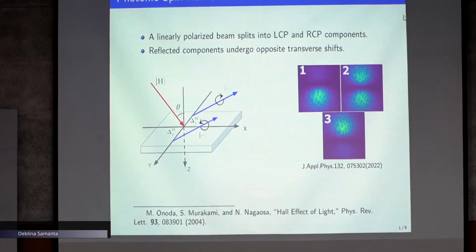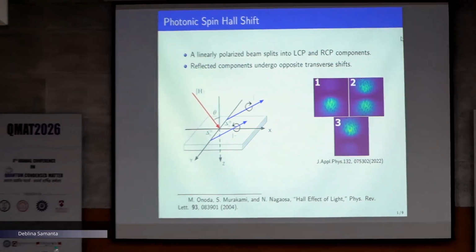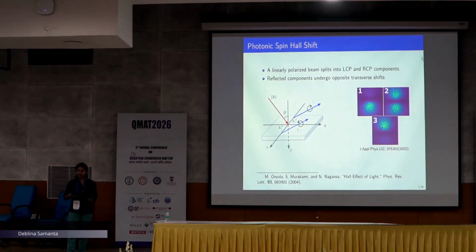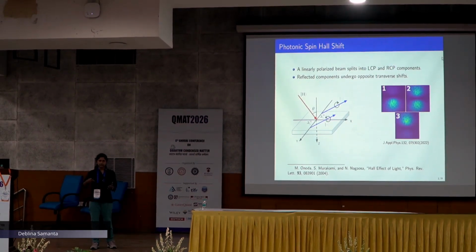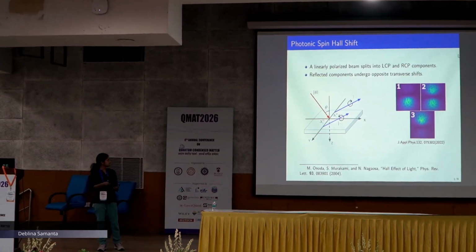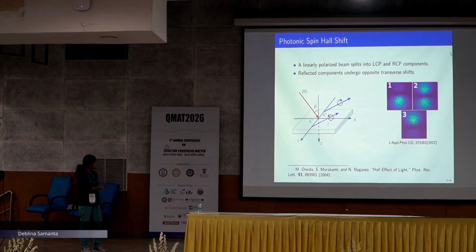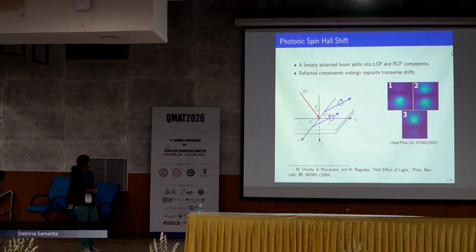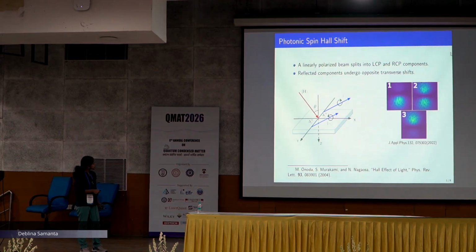So what is the photonic spin Hall shift? Basically, if you have linearly polarized light incident on a plane, then after incidence it gets split into left and right circularly polarized light, and it gets shifted from the center. You can see this is the shift for plus circularly and this is the shift for minus circularly polarized light.